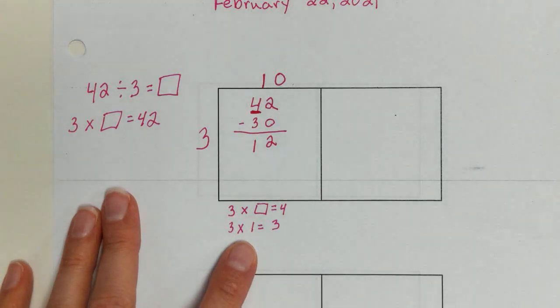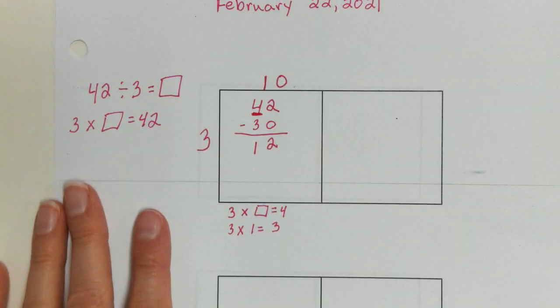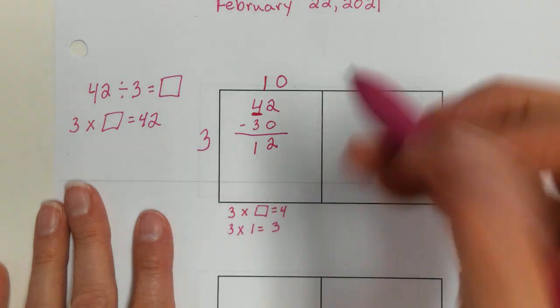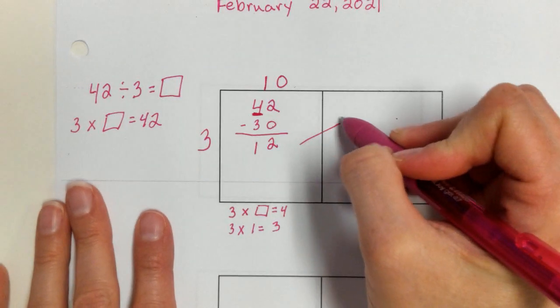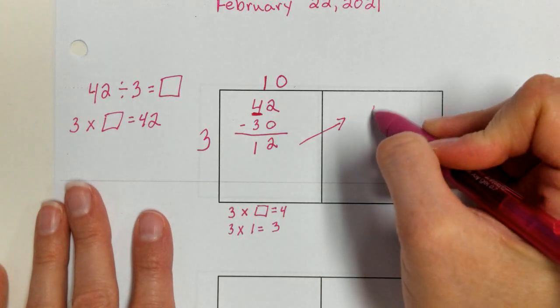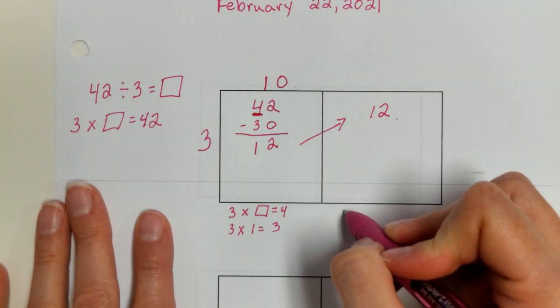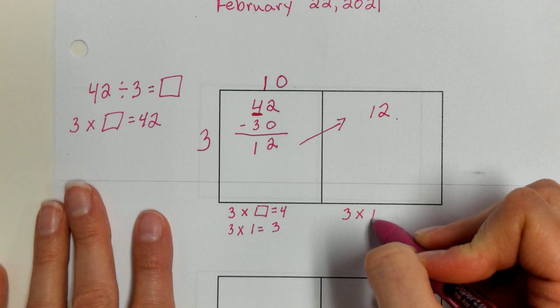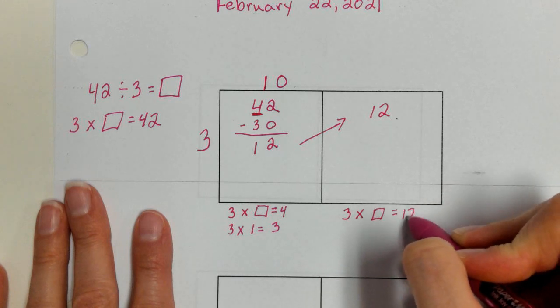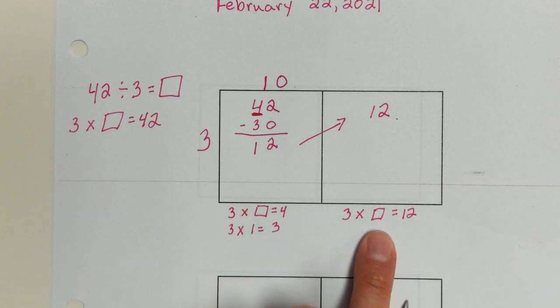All right, where does my 12 go? Jenny? It goes to the ones box. So I'm going to write my 12 here, and I'm going to think, 3 times a mystery number equals 12. Can I multiply 3 times anything to get 12, Ray? 4. Yeah, I asked Ray.